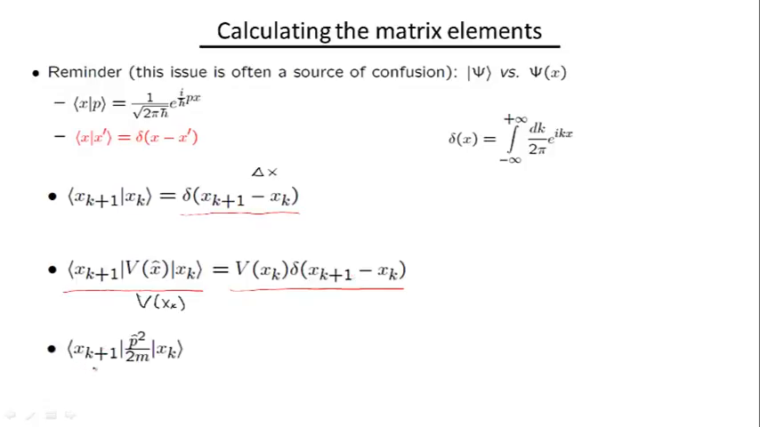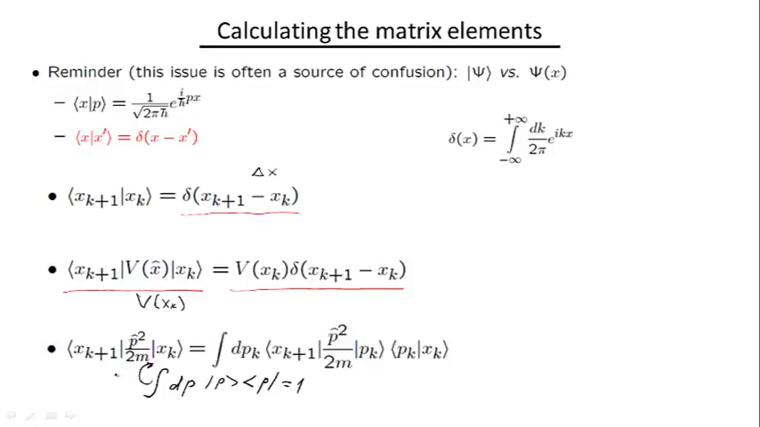A slightly less trivial matrix element appears from the kinetic energy, where we have to calculate the matrix element of p squared over 2m, and x sub k is not an eigenfunction of momentum p. In order to calculate it, we can use again the resolution of the identity that we discussed before, but now formulated for the momenta rather than for coordinates. So this is equal to 1, and we can insert this resolution of the identity in between the operator p squared over 2m and x sub k. If we do so, we get this integral.